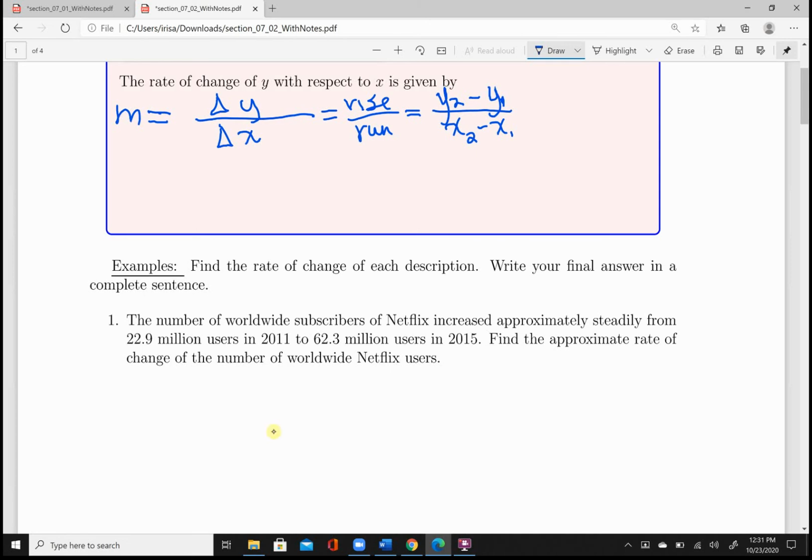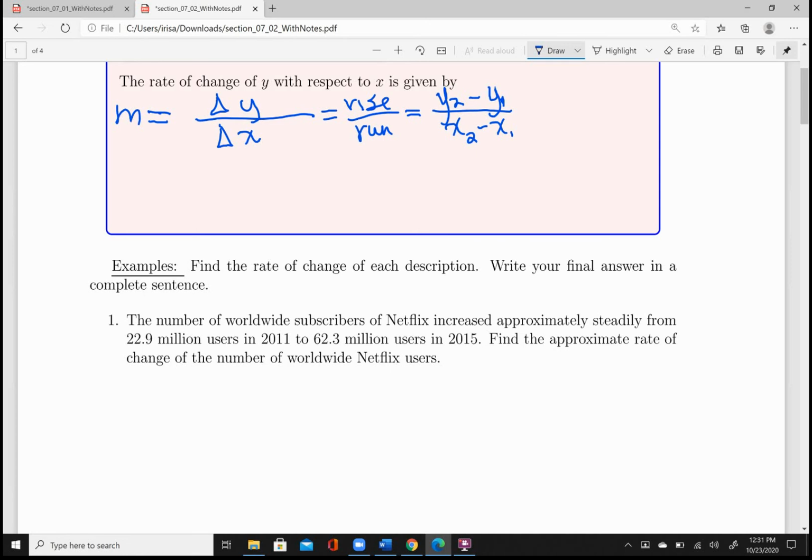All right, here is number 1's example. I'll read it in its entirety, and then we'll start picking it apart to determine its rate of change. The number of worldwide subscribers of Netflix increased approximately steadily from 22.9 million users in 2011 to 62.3 million users in 2015. Find the approximate rate of change of the number of worldwide Netflix users. Okay, so we have two intersecting bits of data here. We have time and we have millions of users.